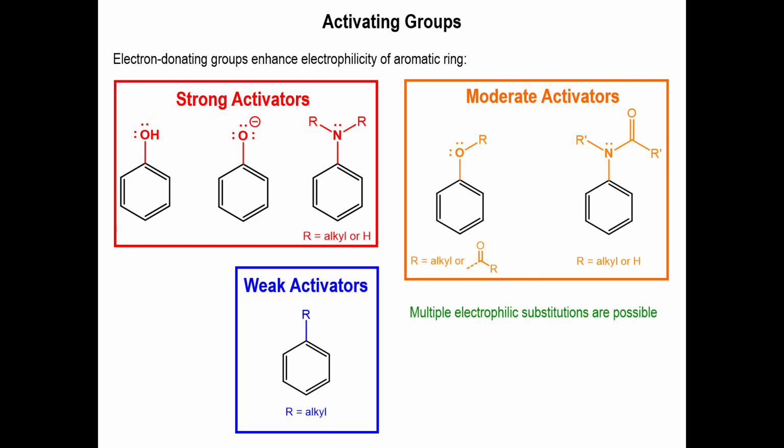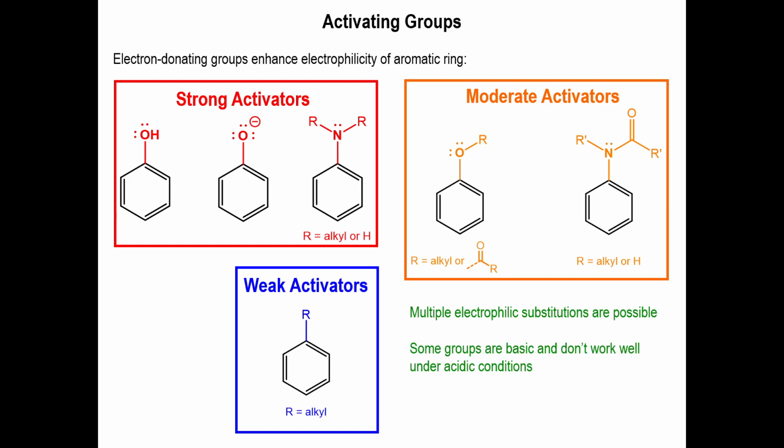So the thing to keep in mind is that when you do have in your ring a strong activator, you can have multiple electrophilic substitutions occurring on your ring. And even if you're just attempting to make a single substitution, there's a really great chance, especially if you have a strong or moderate activator, that you will undergo multiple electrophilic substitutions.